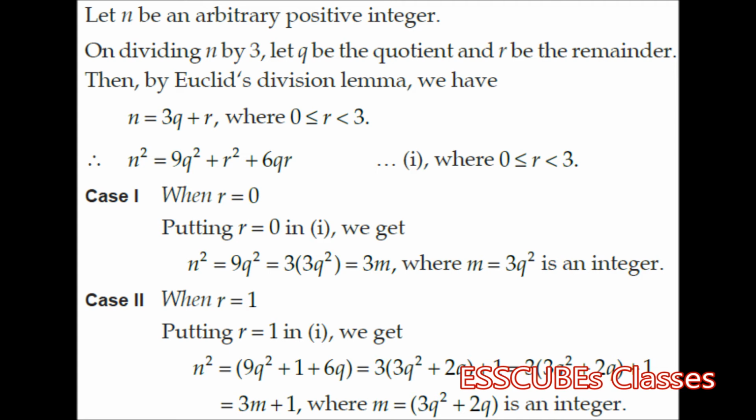If I have remainder as 1, then this same equation would turn into 9q square plus 1 plus 6q, which can again be represented in the form as shown on the screen. I would always try to represent things in the form which will be having 3 as a multiple. So I get 3 into 3q square plus 2q plus 1. Now this entire thing, 3q square plus 2q, can be taken as m over here, which is again represented as an integer. So this case will give me 3m plus 1.